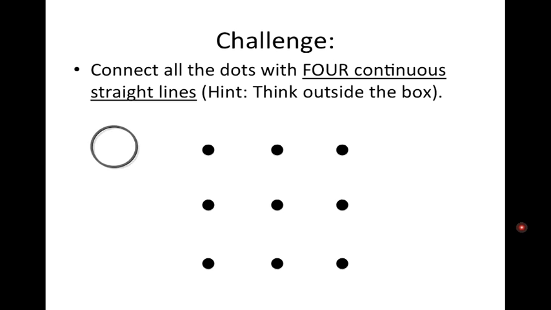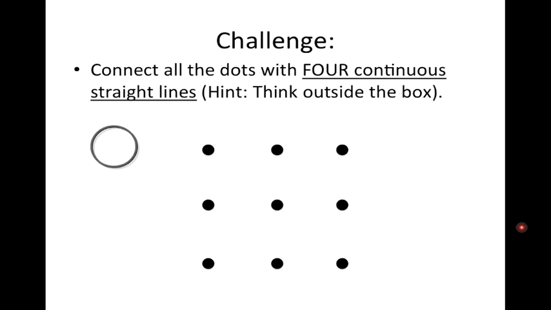So here's the challenge. We need to connect all of these dots with 4 continuous straight lines. As you can see, you have 9 dots arranged in a square. And our hint is to think outside of the box. So let's try a few things.